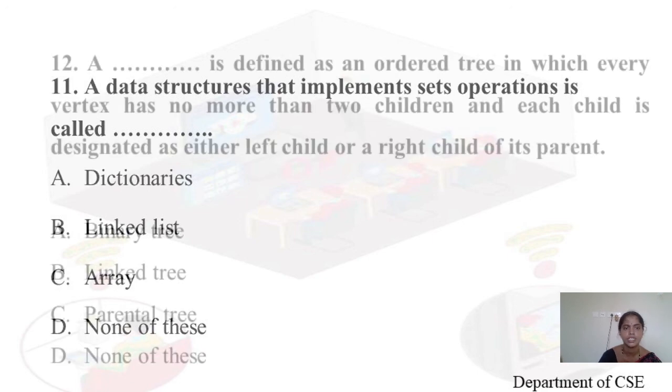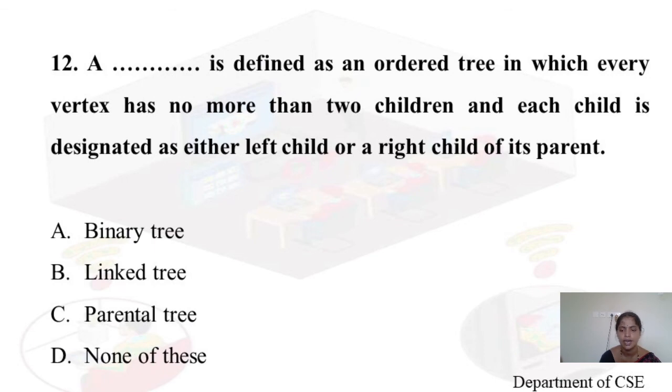And the last one: the dash is defined as an ordered tree in which every vertex has no more than two children and each child is designated as the left or right child of its parent. Which is that ordered tree? Is it a binary tree, linked tree, parental tree, or none of these? It is a binary tree.